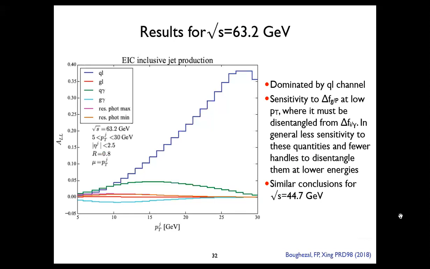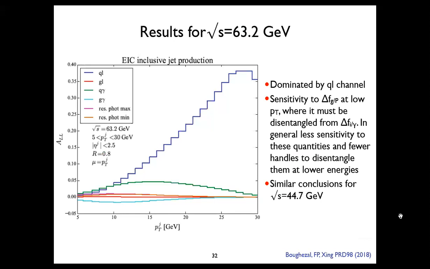So this is the result for square root of S equals 63. The conclusions are similar and, in fact, a bit stronger going even lower in square root of S. And these plots for that energy are shown in the reference on the bottom of this slide.